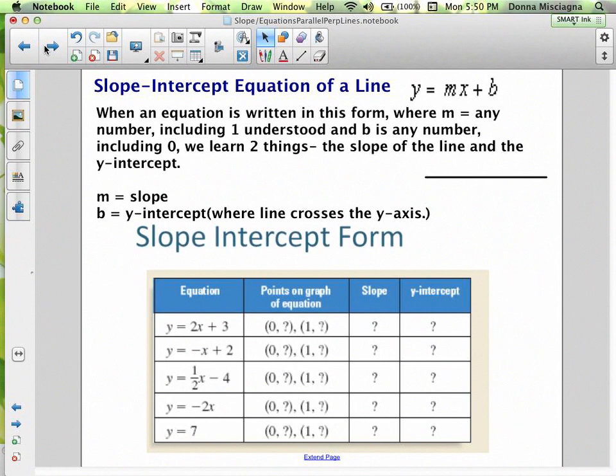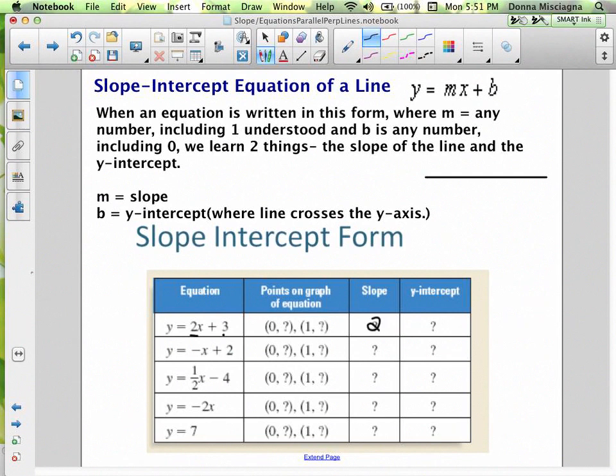Okay? All right, so we have some equations here. All right, we're going to do these together. You be thinking of the answer, okay, while I write them up here. All right, so the first thing we'll do is we'll find the slope. Our first equation is y equals 2x plus 3. Right? That coefficient there that's right in front of x, that's our slope. So our slope is 2.